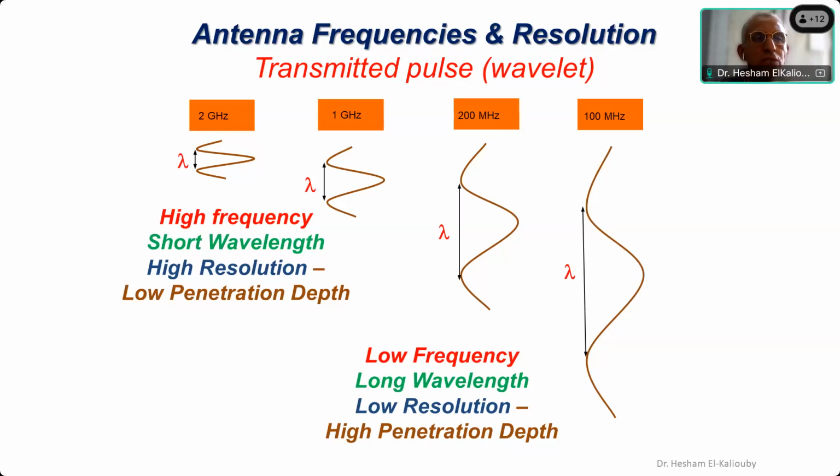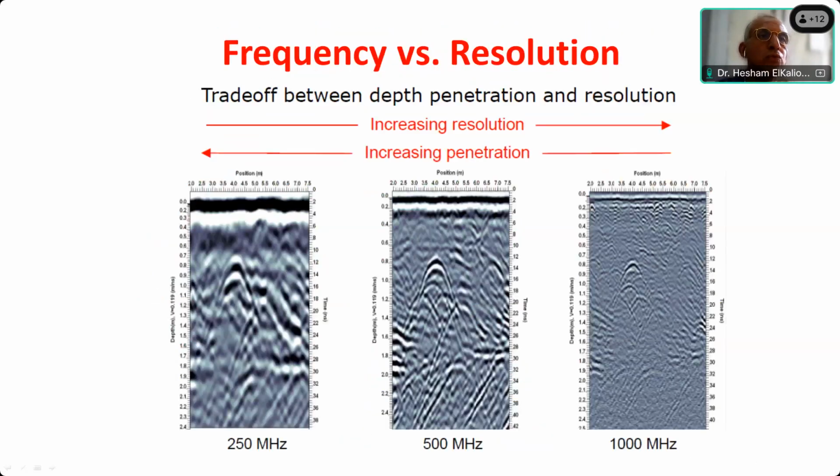Of course, you can use more than one antenna in the same site, low and high end frequency antennas. To show the effect of frequency versus resolution from these three examples, if you would like to see deeper, then you have to use the low frequency antennas, like in this case, a 250 megahertz antenna. You can see quite deep, but the details you cannot see very clearly.